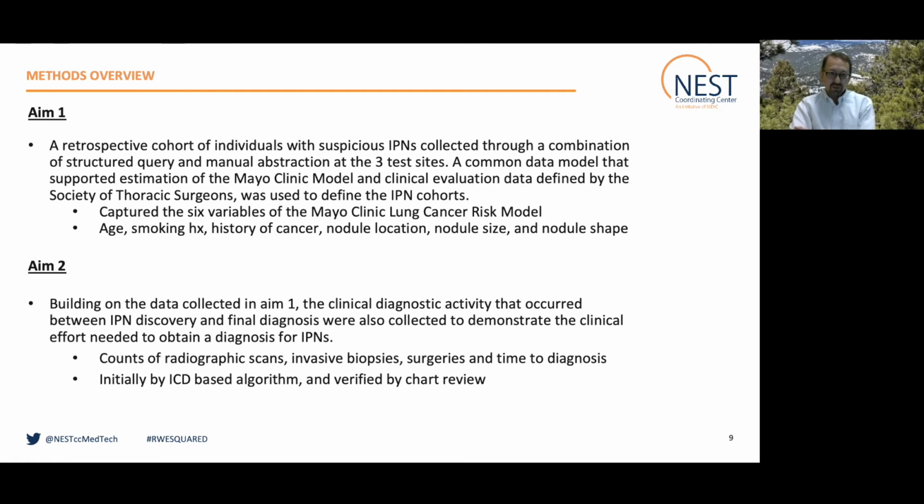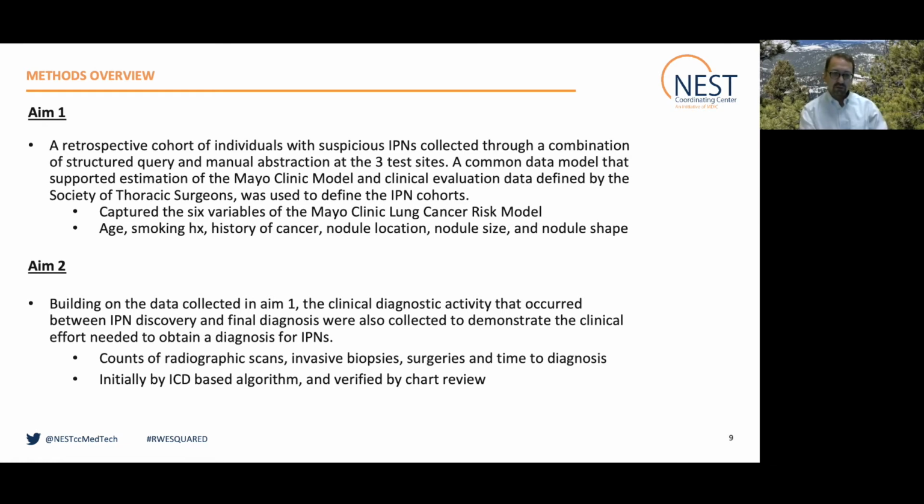So more specifically, we had a retrospective cohort of individuals across the 3 sites. The baseline risk model that we used was a Mayo Clinic model. This is the model which is in the guidelines for the ACCP. That model utilizes age, smoking history, whether or not there was a history of cancer, the location of the nodule in the lung, the size of the nodule, and the nodule shape. These were all collected from each of the sites.